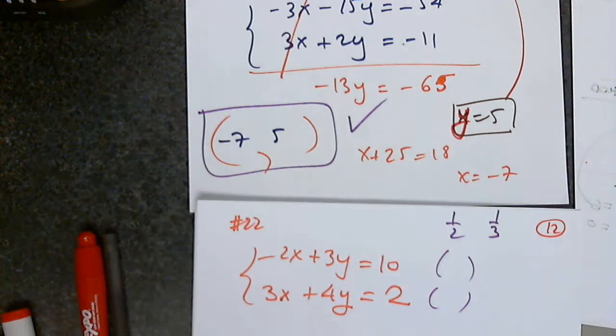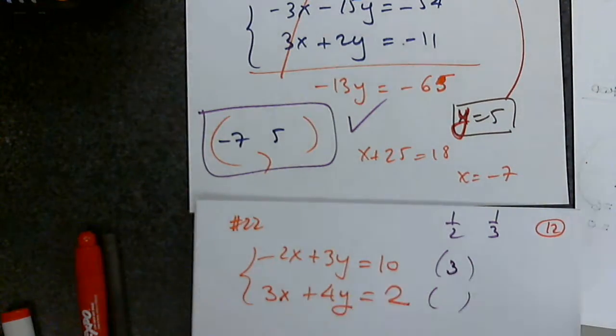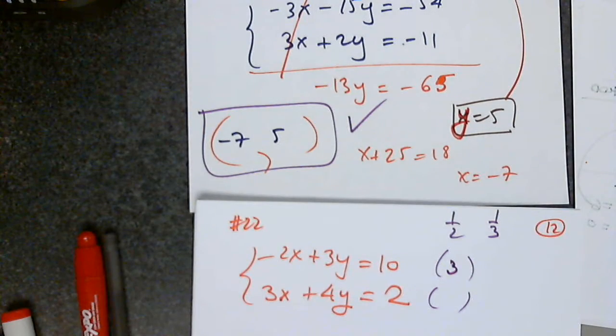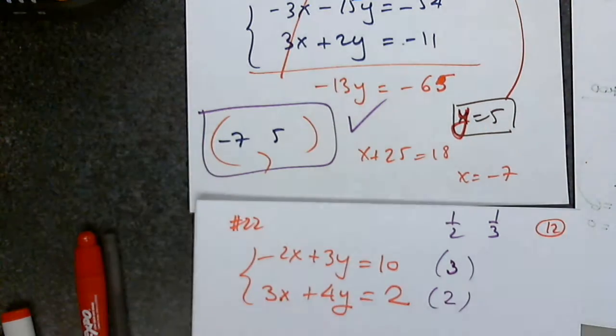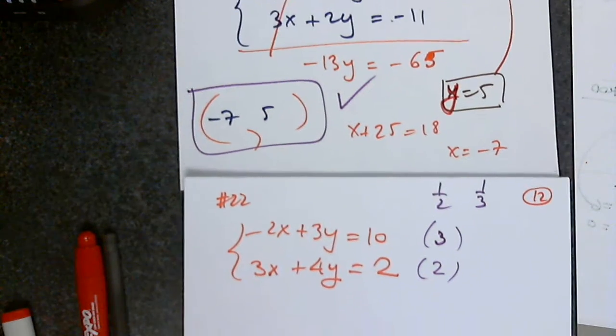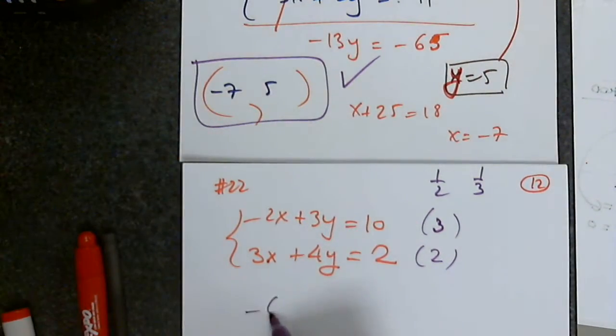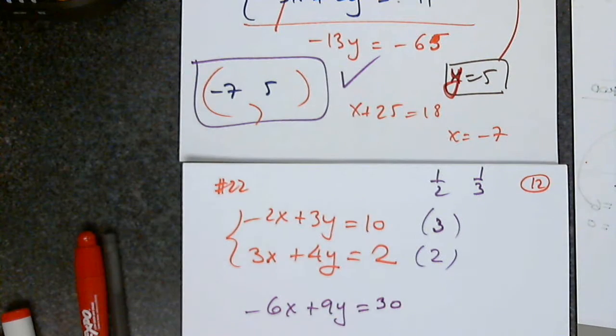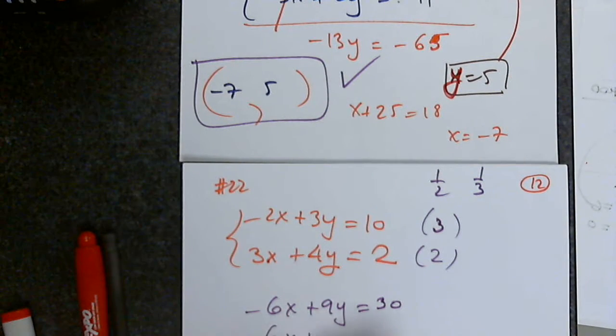What will I multiply the top one by? Exactly, so I can get this -6. What will I multiply the bottom one by? Exactly, so I can get the +6. So when I multiply the top by 3, I get -6x plus 9y equals 30. If you omit to multiply all terms, you are changing the problem, and you're not going to solve it. Then I multiply by 2, so I have 6x plus 8y equals 4.